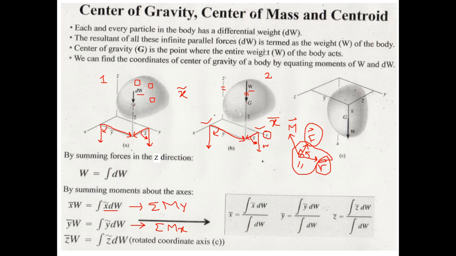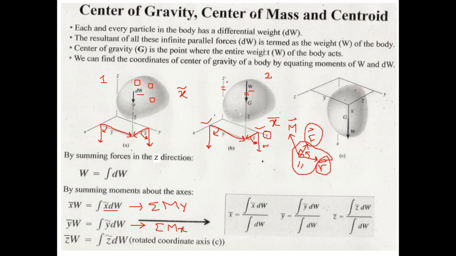So again, these two moments will be equal because there are infinite numbers of dw's. So we are going to use an integration sign. These two moments will be equal, right? The moment of all the dw's about the x-axis will be equal to the moment of the resultant w about the x-axis, that is y bar w. Similarly, the moment of all the dw's about the y-axis will be equal to the moment of the resultant w about the y-axis, that is x bar w. Okay.